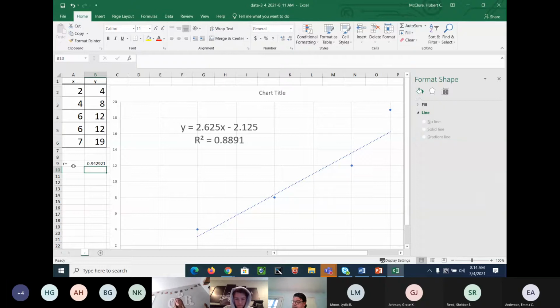3, find equation and R. And 4, compare R versus critical value. I'm writing this down, so just wait a minute. You'll see it in just a second. Y is equal to 2.625x minus 2.125, and R is equal to 0.9429.